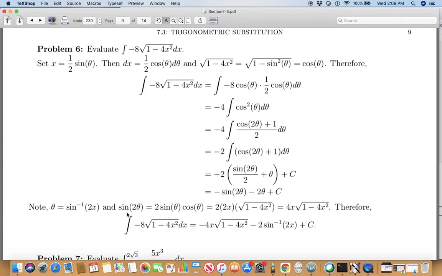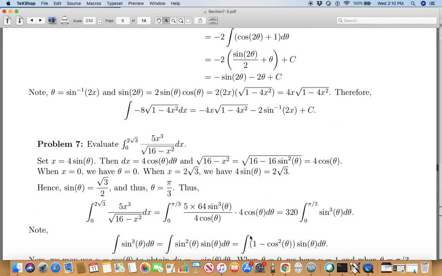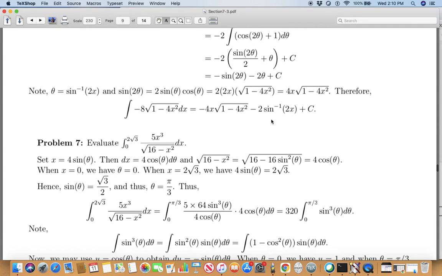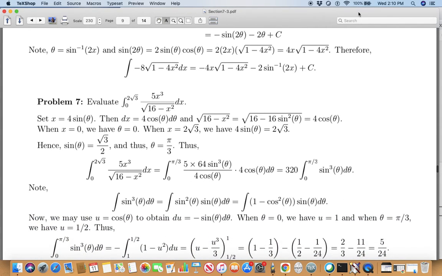What about sine 2 theta? This is slightly tricky, not too bad. By formula, sine 2 theta is 2 sine theta cosine theta. Notice sine theta itself is 2x. So that's 2x. Cosine theta, we just did this calculation, is square root of 1 minus 4x squared. So 2 sine theta cosine theta, that's 4x times this radical expression. So in all, you have negative 4x square root of 1 minus 4x squared minus 2 arc sine of 2x plus a constant of integration.